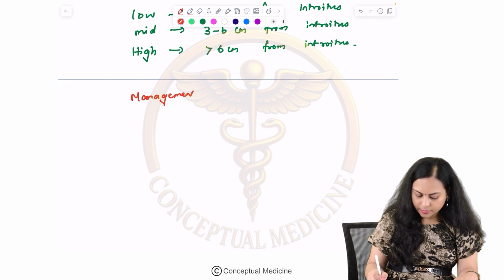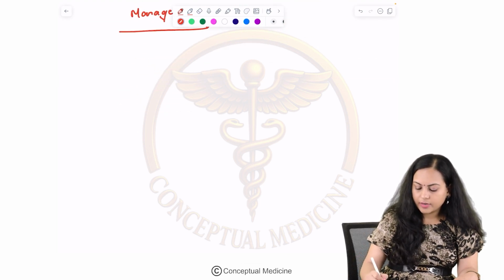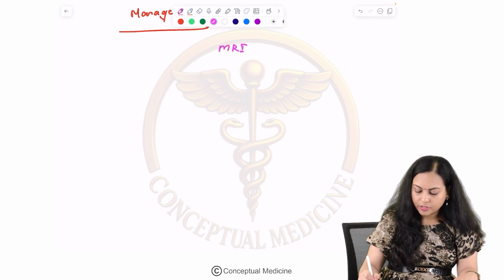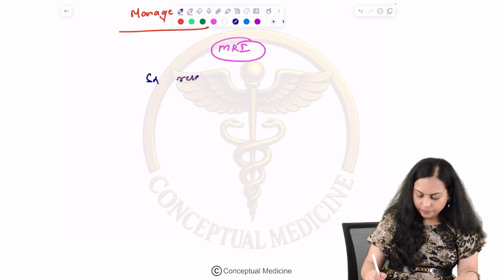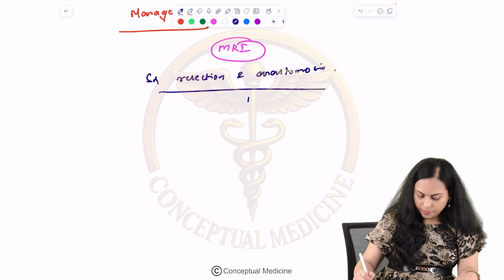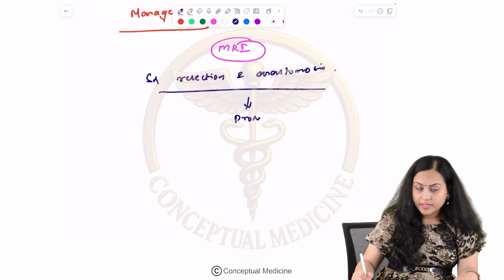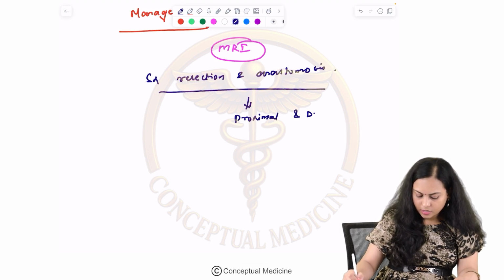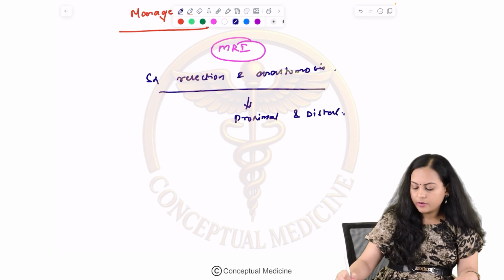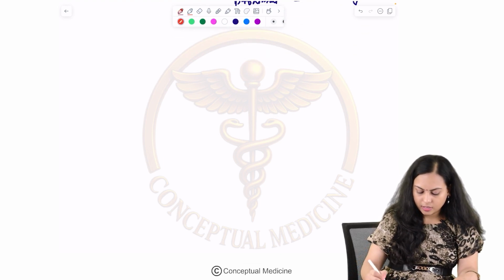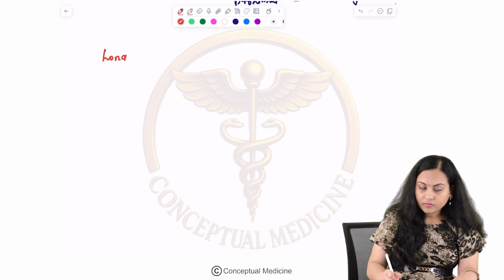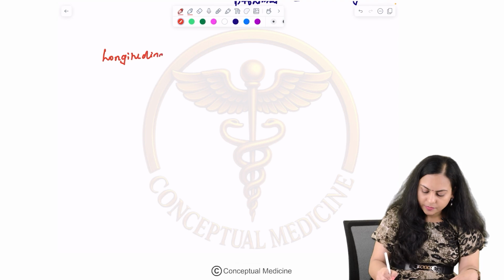Okay. So, management of transverse vaginal septum. You can make a confirmation by MRI, then surgical resection and anastomosis of proximal and distal vagina. After that, drainage of the blood has to be done. Clear? Right. Then we'll see about the longitudinal vaginal septum.